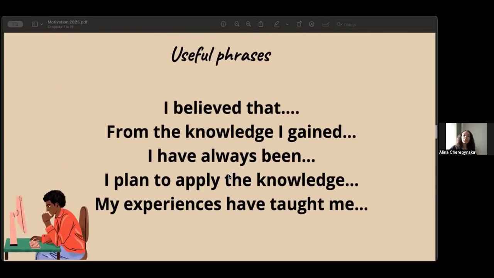Speaking about useful phrases that you can use in the body part. So you can say, I believe that. From the knowledge I gained. And here about your past experience, for example, I have always been. I plan to apply the knowledge my experience has taught me. So once again, here you need to mention what has already been done and what you're planning to do with the help of your future career or, for example, the course or study program.